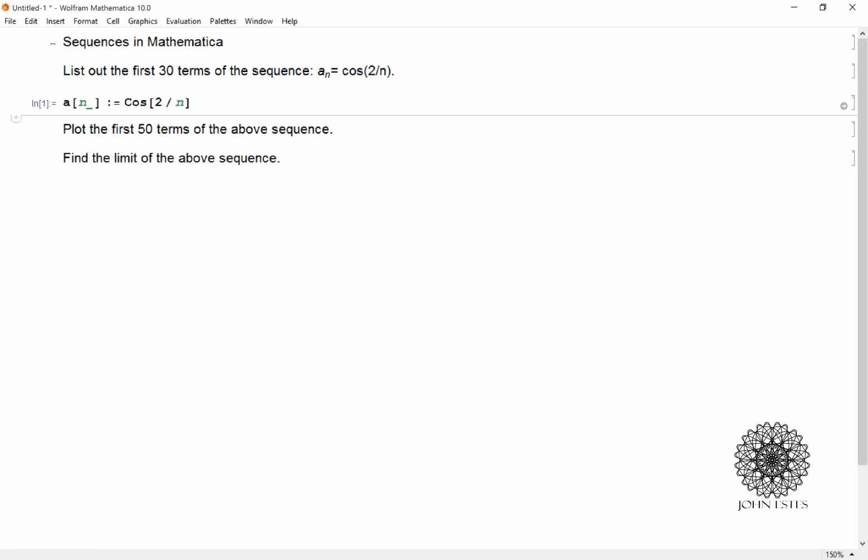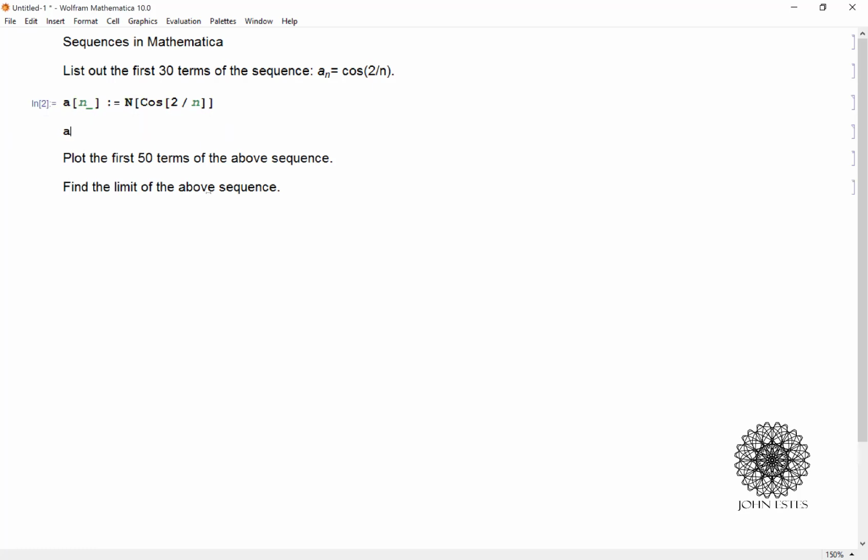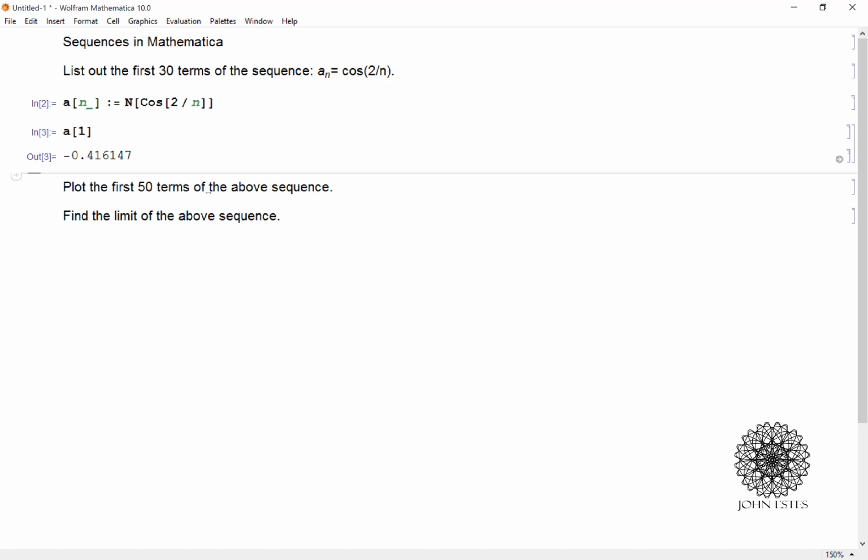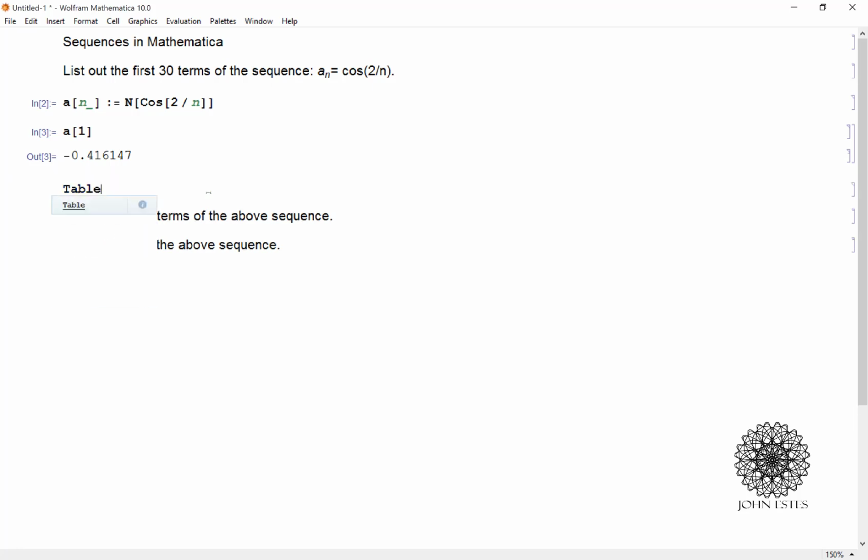Now if I want to list out the first 30 terms of the sequence, before I do that, I thought about something. Cosine values we want to be numeric, so I'm going to put capital N, the numeric function, around my cosine. For example, if I want my first term, I just hit a sub 1, and there's my first term. But I want the first 30 terms, so the way I can do this is through a table. I'm going to say Table, and I want to list a sub n going from 1 to 30.